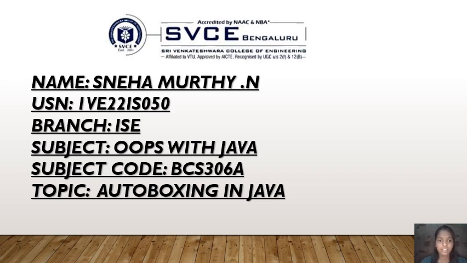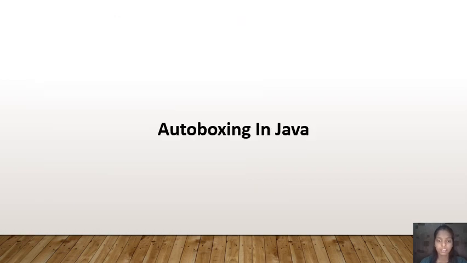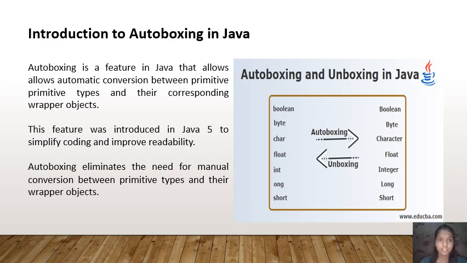Today we are going to discuss a subject called OOPs with Java, and the topic is Autoboxing in Java. Here the first is Introduction to Autoboxing in Java. Autoboxing is a feature in Java that allows automatic conversion between the primitive types and their corresponding wrapper objects. This feature was introduced in Java 5 to simplify the coding and improve readability.